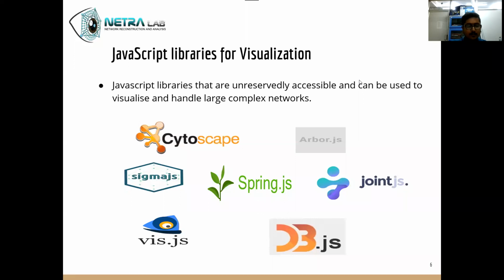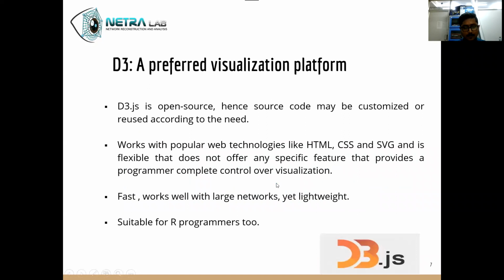So, as we know that large graphs need to be visualized dynamically and interactively so that each node can be singled out and its property can be envisaged. Apart from the other visualization libraries that I have mentioned here, D3JS is more advantageous to visualize complex graphs, because of which we have preferred D3JS as a visualization platform.